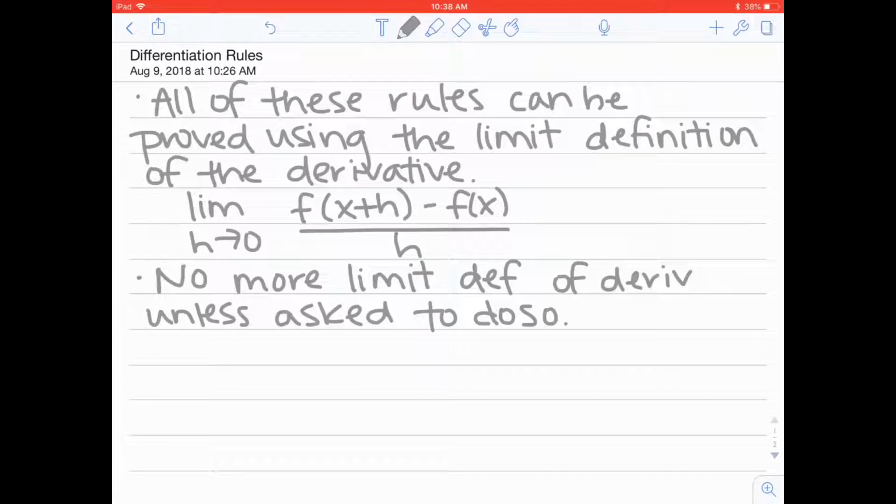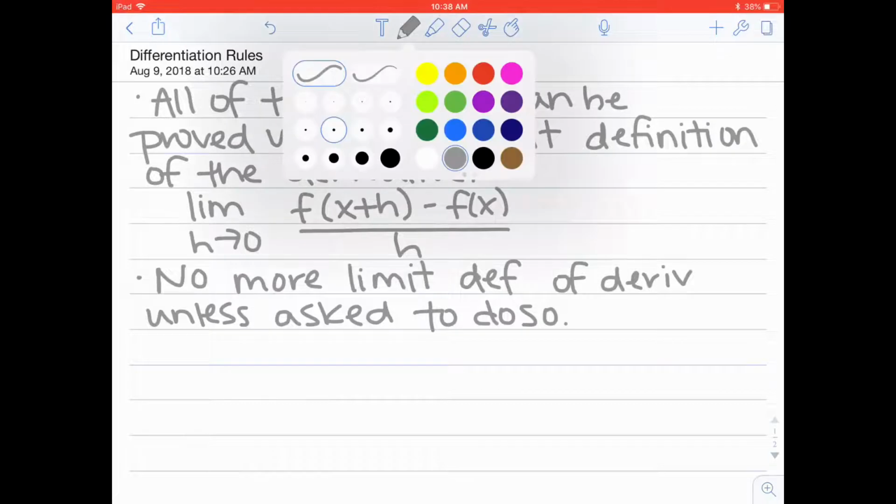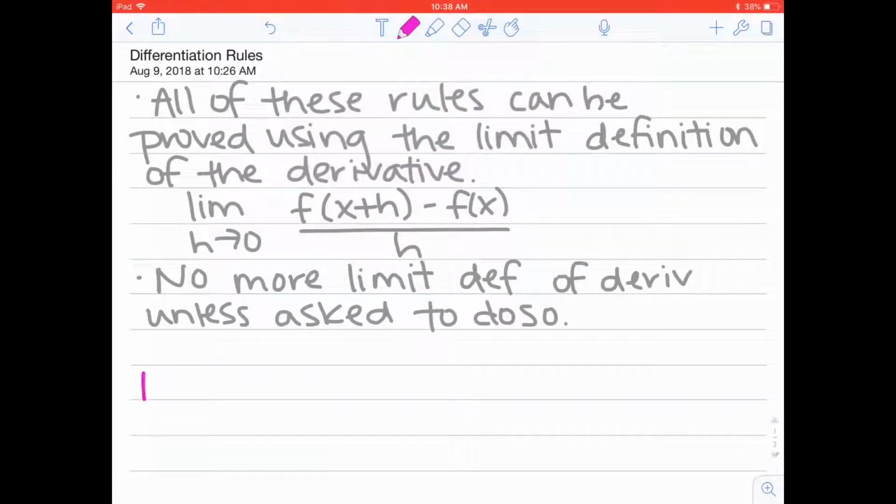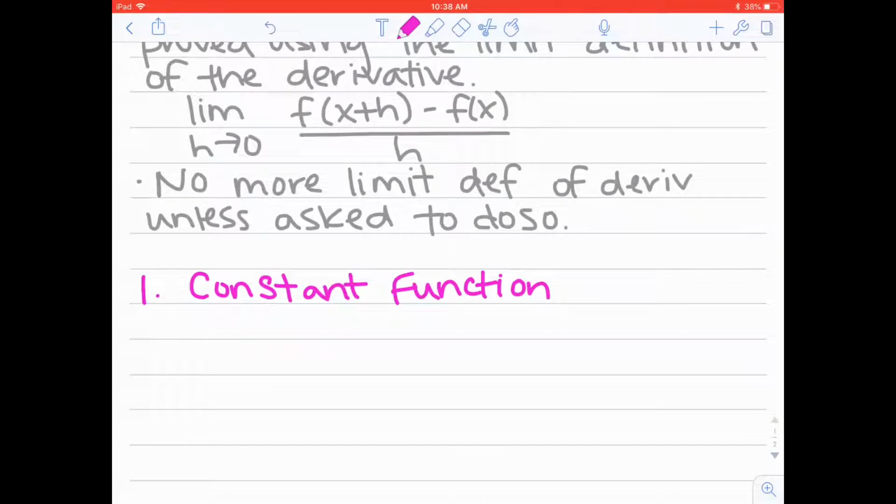Alright, so we are going to go ahead and move on to some formulas for us to find these derivatives as shortcuts. So the first one is for constant functions. And as you guys know, a constant function is where we can say that the function is f of x equals some constant, or it just equals some number. And so the derivative of that, f prime of x, the derivative of a number is just 0.